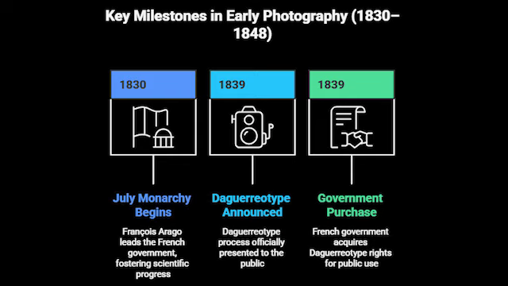He started using silver-plated copper sheets. He discovered that if you expose the silver plate to iodine vapor, it forms this light-sensitive coating of silver iodide. Okay. He also made a crucial, completely accidental discovery regarding latent images. He found that you didn't actually have to leave the plate in the camera until the image fully appeared.